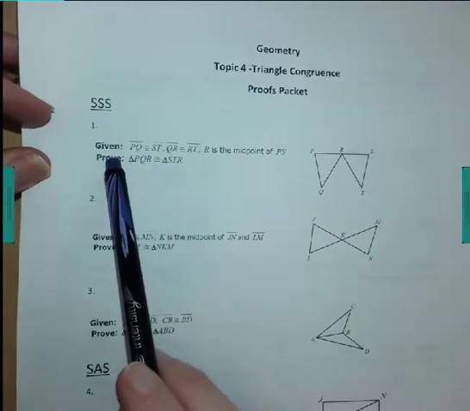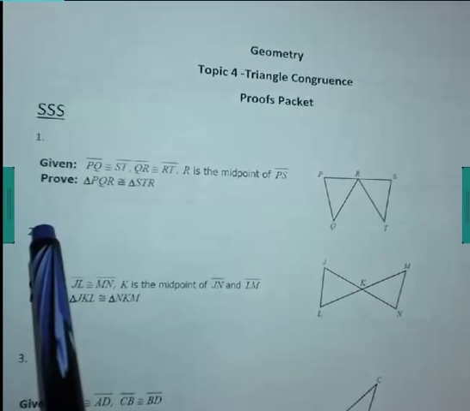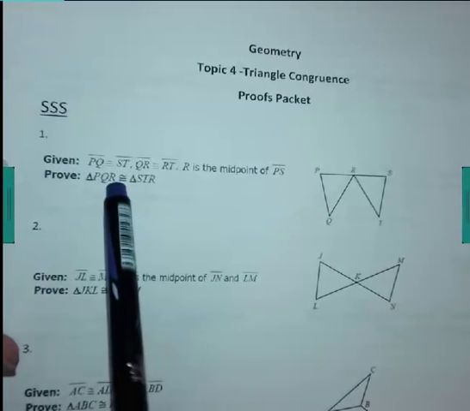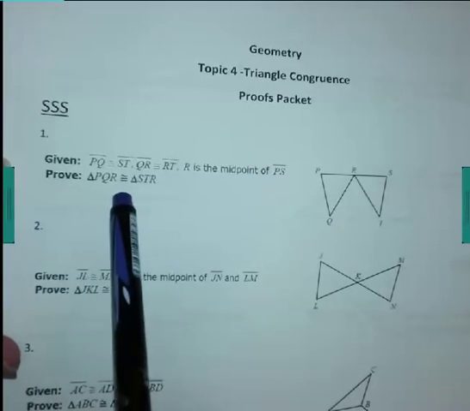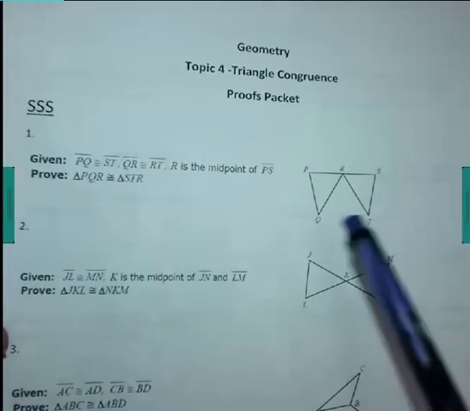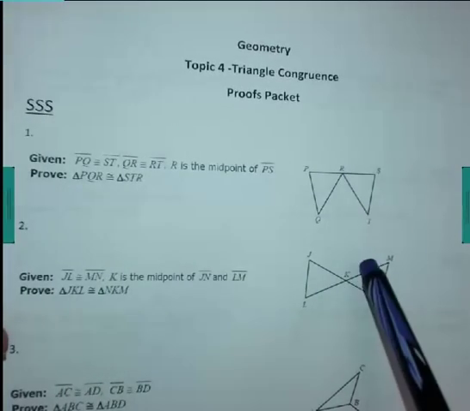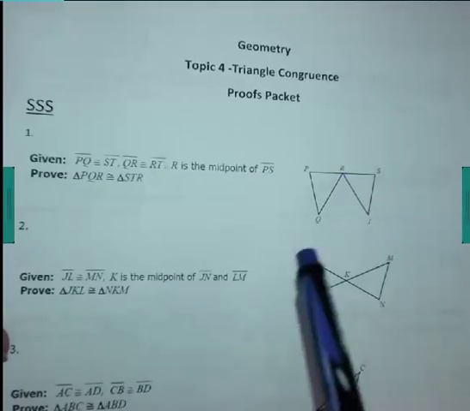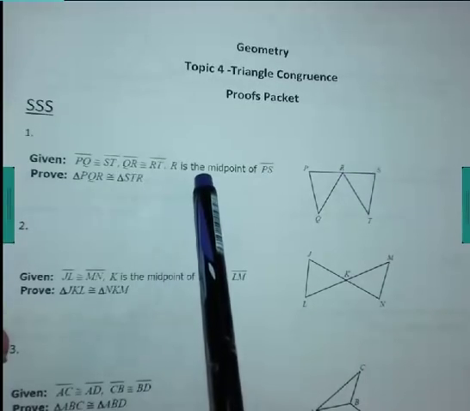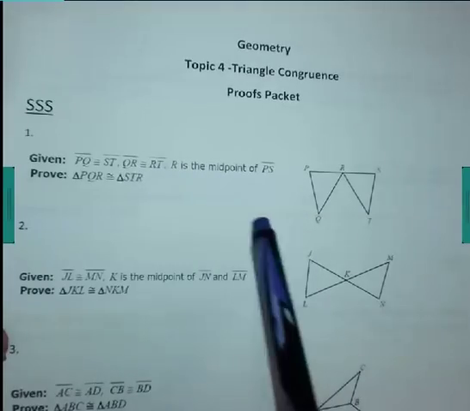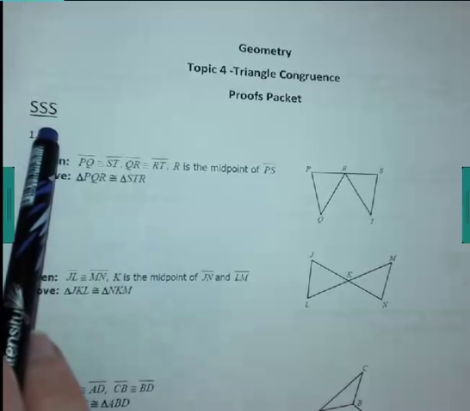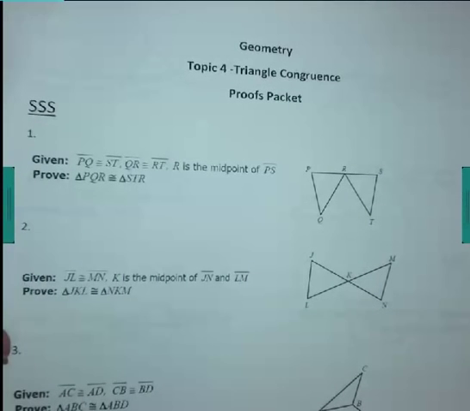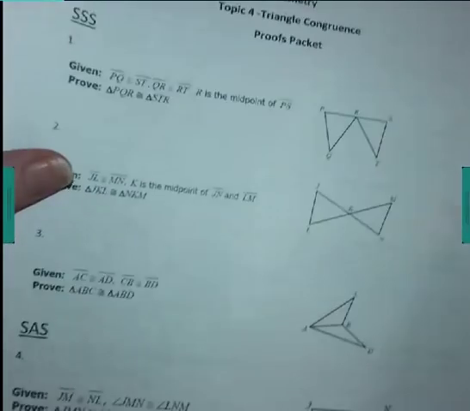As you're looking at the proof, you see that there's a given statement, and the given statement is what they are telling us we already know, and then the prove statement is what we want to prove. For this proof, we want to prove that triangle PQR is congruent to STR. We're going to take the given statement, and also come to our own conclusions based on the given statement and the diagram to prove, using the side, side, side theorem, that these two triangles are congruent.